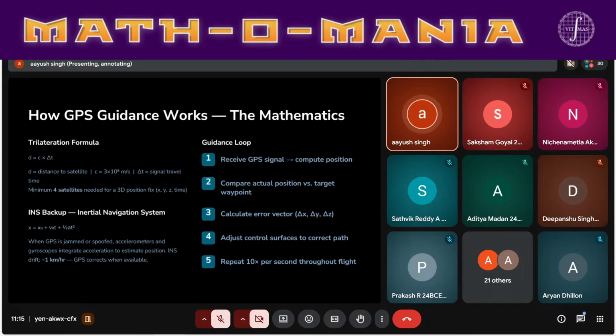Here we calculate the exact position of the weapon, the drone, with the help of this given formula, where x, which is the position of the drone, is equal to x naught, the position before the GPS was jammed or spoofed, plus v naught, which was the velocity before it was jammed or spoofed, into the time, plus half into a. A is the acceleration, which is calculated by the accelerometers and the gyroscopes present inside the drone, multiplied by t square, through which we get a drift of only 1 kilometer per hour. Now we will be seeing more about the perspective of the defender side through jamming and spoofing.